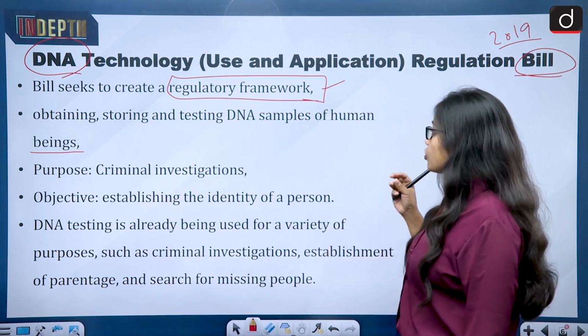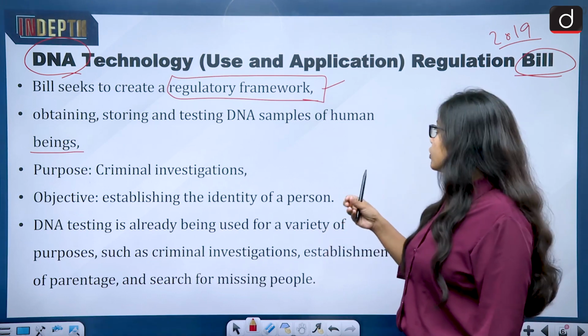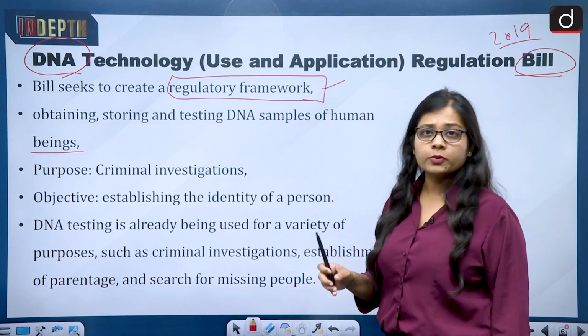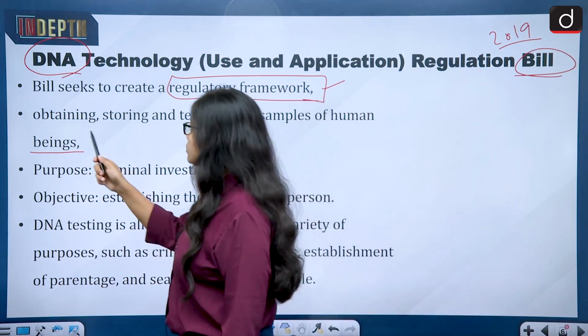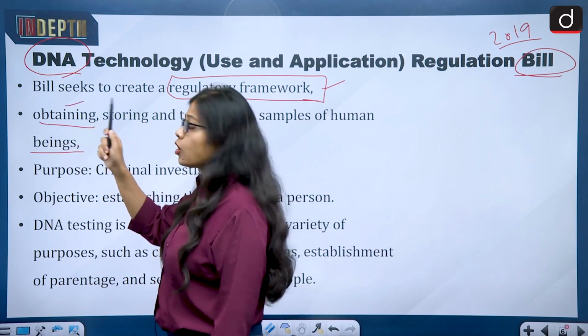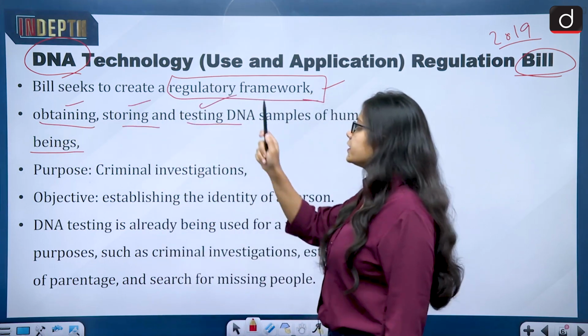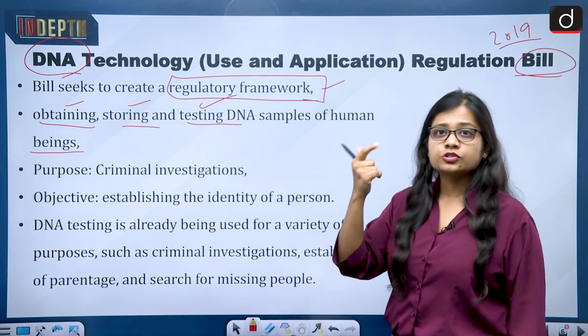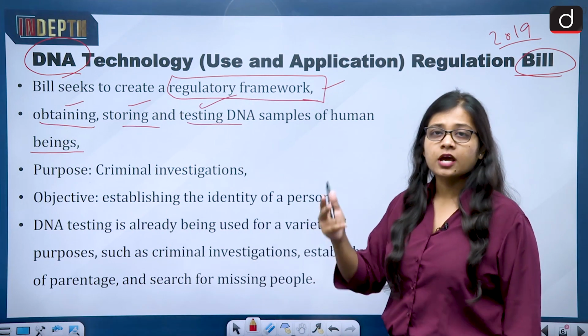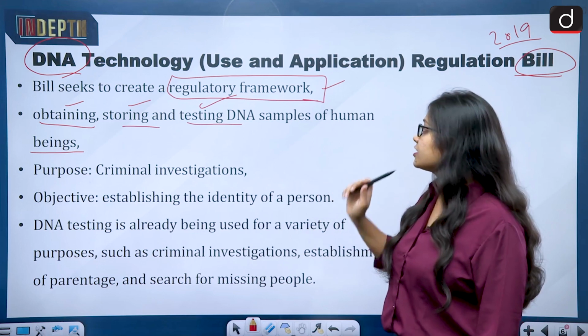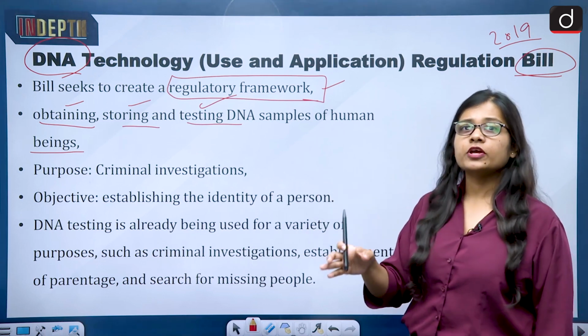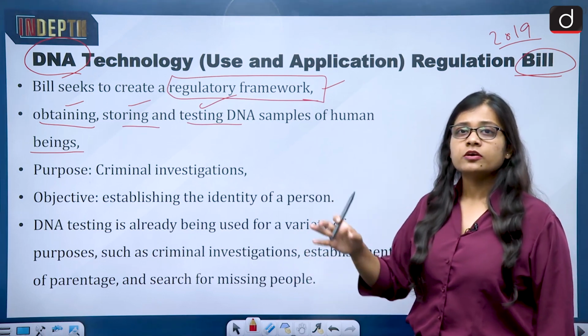So when we talk about the DNA samples of human beings, how the samples would be obtained, how they will be stored and how they will be tested, a regulatory framework is not in the picture as to how it is to be done.